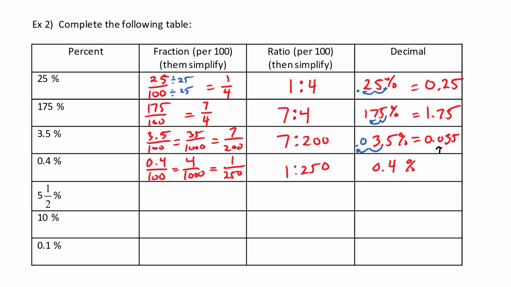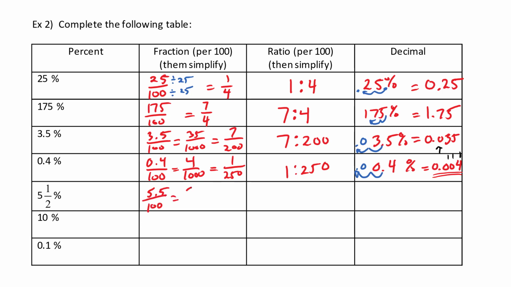We take that decimal, we move it 2 over. So again, be careful. 0.004 is what we want to write. Those zeros indicate that this is in the tenths, hundredths, thousandths column. 4 thousandths.